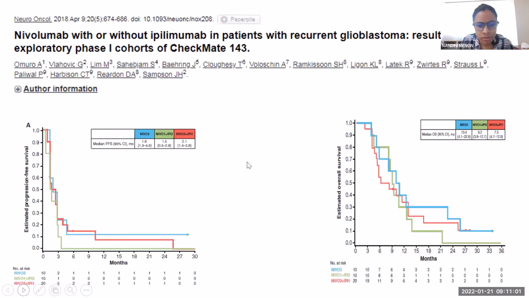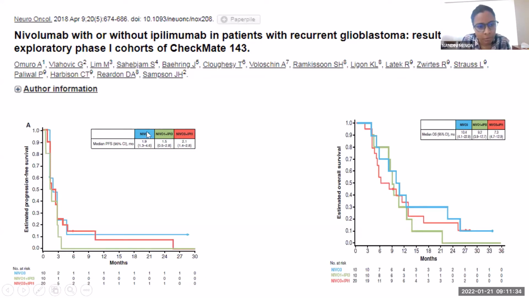This was the CheckMate 143 study, which was a large study, and ultimately it was a negative study. This paper was the initial results of the CheckMate study, where they did a small phase 1 cohort and checked 3 arms: nivolumab 3 mg per kg; then nivolumab 1 mg per kg with ipilimumab 3 mg per kg; and then nivolumab 3 mg per kg with ipilimumab 1 mg per kg. Then they looked at the median OS, with a cutoff of 9 months, and the single agent nivolumab was 40%, the others were 35 and 30%.